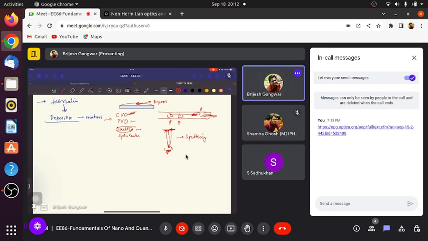Next you have to pattern these things, right? So this is your material, below there is some substrate, and then you have to pattern this. Maybe you have to pattern some structure of this type. So for that, after deposition, you need lithography.